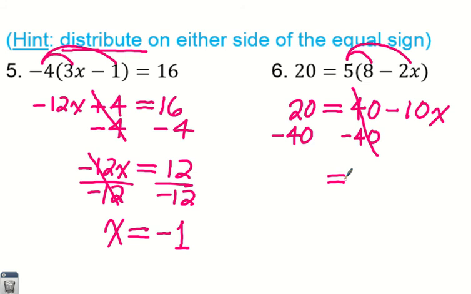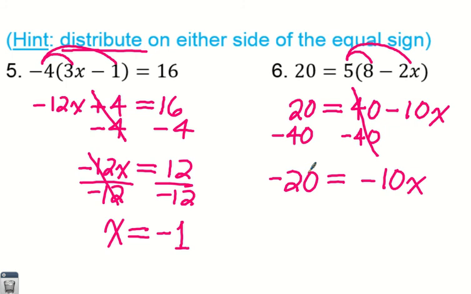What's my right side going to be? Negative 10x. I hope you know, because this negative goes with it, so it's negative 10x. And then 20 minus 40 is negative 20. And then one more step to get the x by itself. It's negative 10 times x.